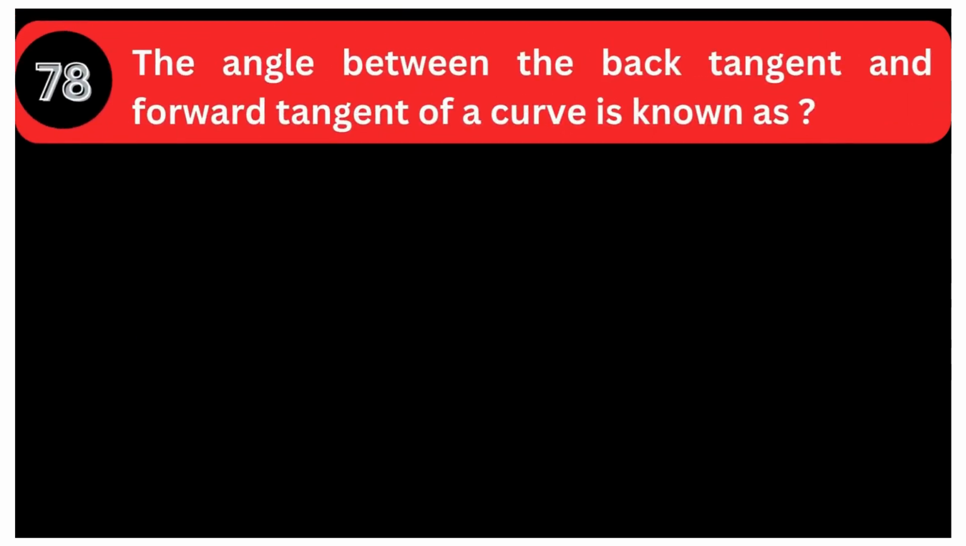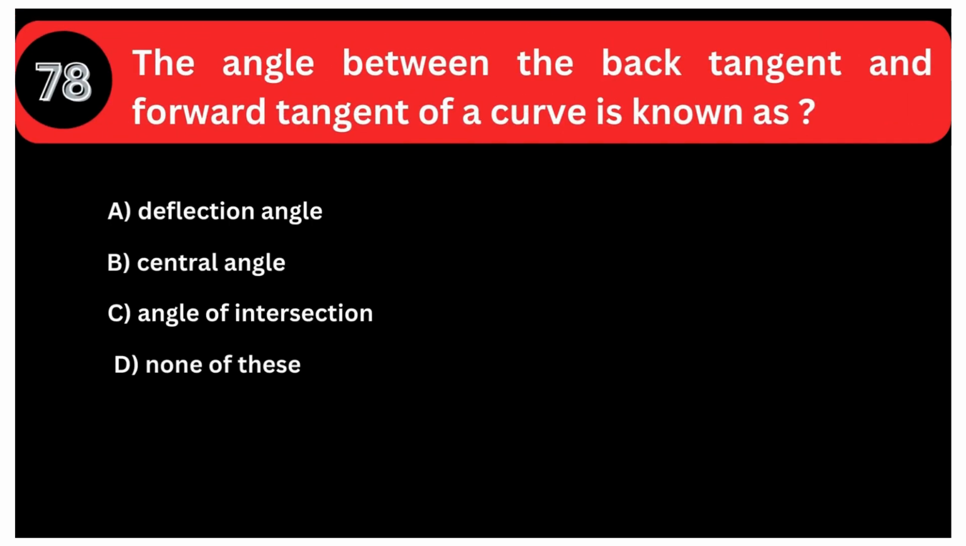The angle between the back tangent and forward tangent of a curve is known as. Options: A. Deflection angle. B. Central angle. C. Angle of intersection. D. None of these.